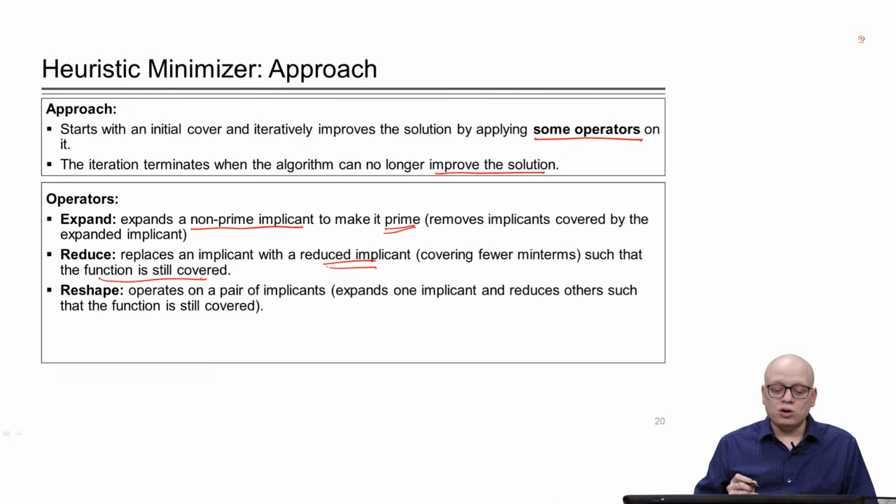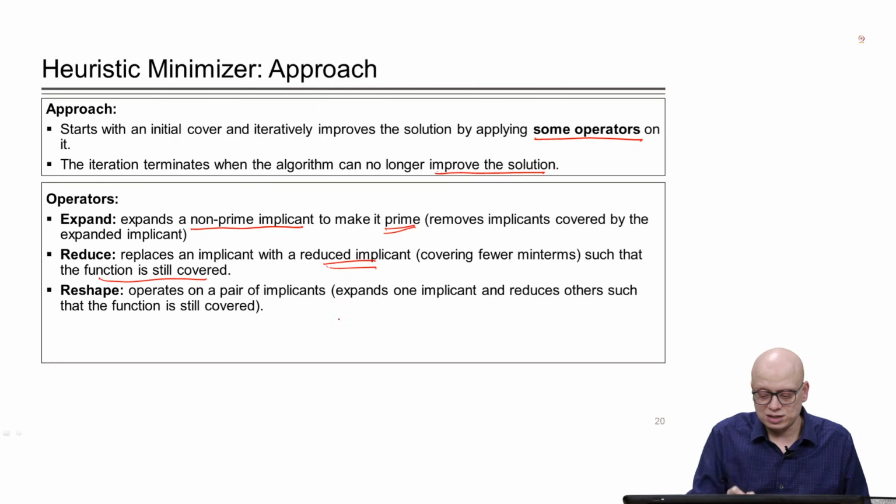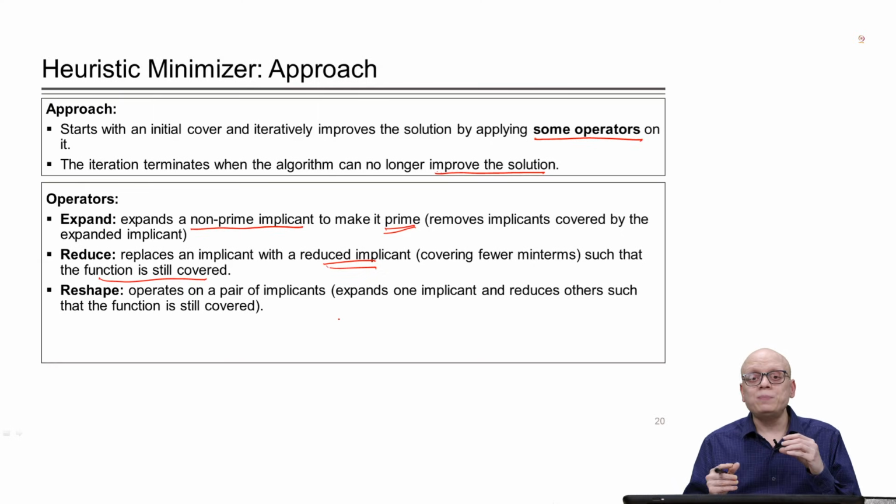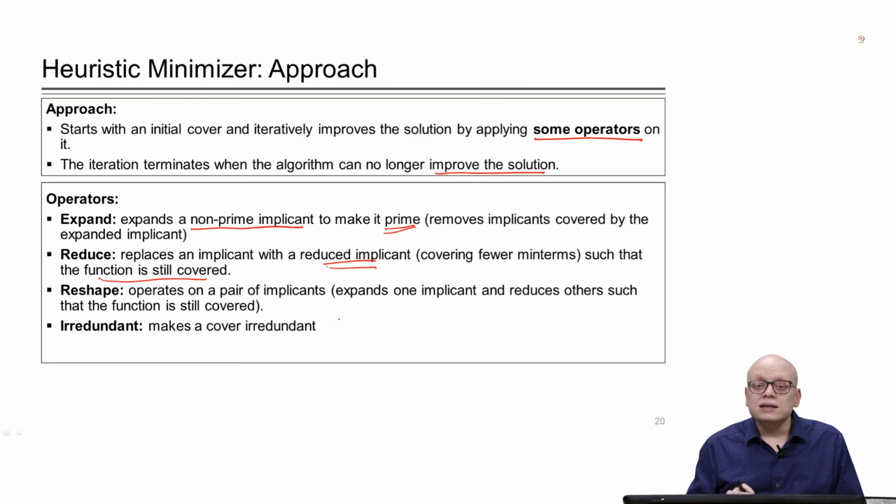Then there is an operator which is reshape. It operates on a pair of implicants. It expands one implicant and reduces the other such that the function is still covered. Note that the size of the cover remains the same. And next is the irredundant operation. It makes the cover irredundant.